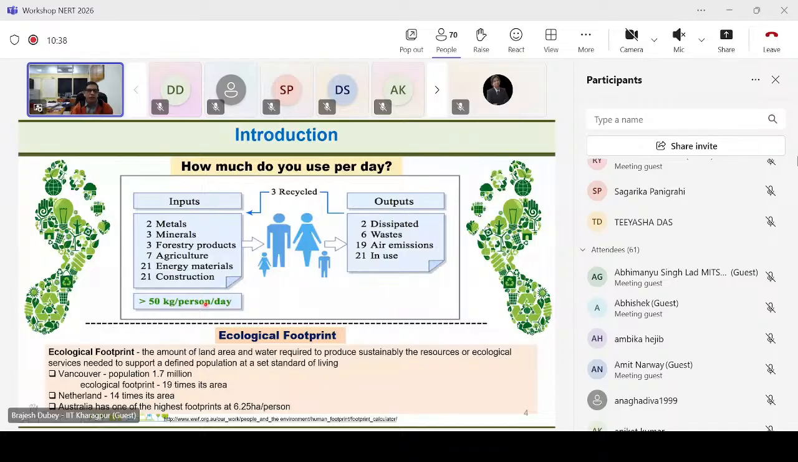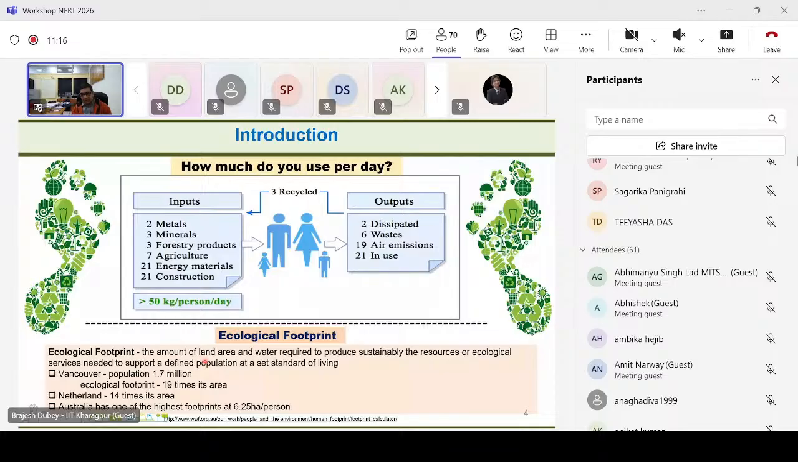Ecological footprint is the amount of land area and water that is required to sustainably produce the resources needed to support a defined population at a set standard of living for that particular area. For example, Vancouver has a population of 1.7 million, and their ecological footprint is 19 times its area. What does it mean? The way the people are living in Vancouver, you need 19 Vancouvers to support that living standard.